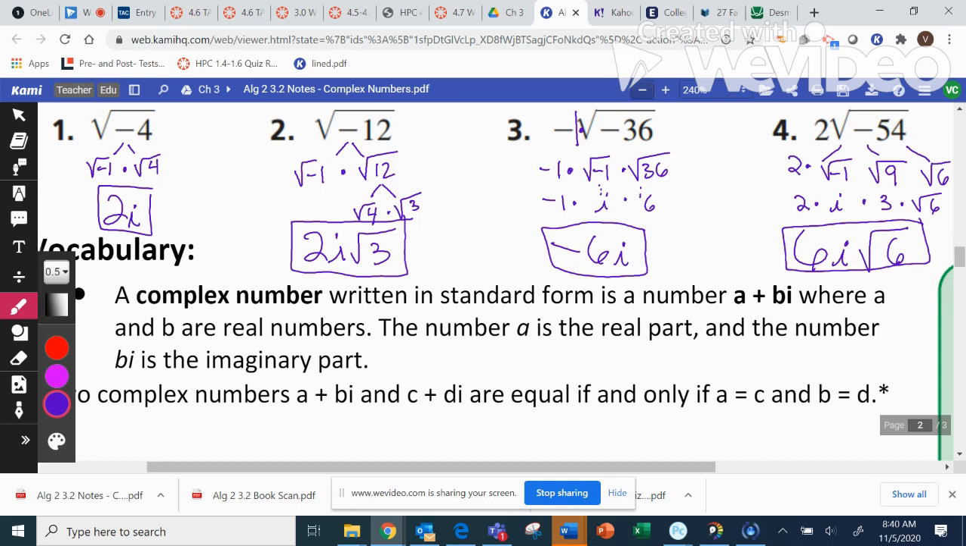Any questions? Did you get it? No. Yes, -1 and 4. You check your answers with mine? Yeah. Okay.